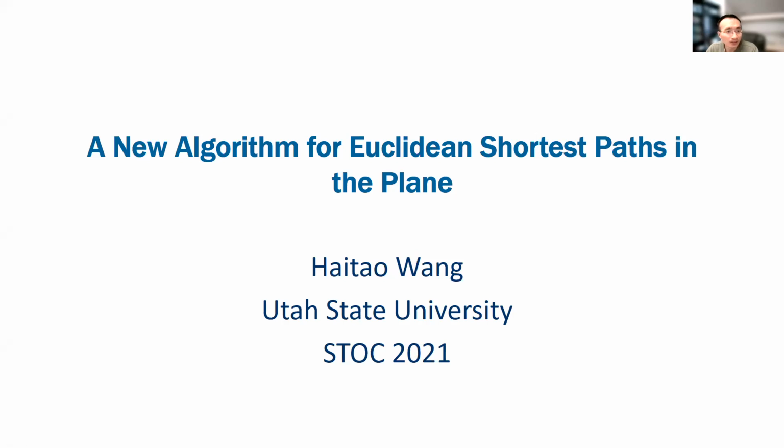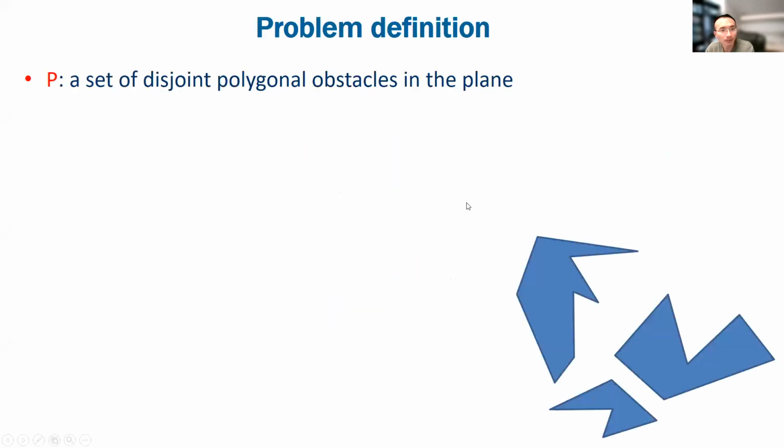Hi, so this talk is about the Euclidean shortest path in the plane. We start with the problem definition. We are given a set P of disjoint polygonal obstacles in the plane. N is the total number of all vertices. Here the yellow points are the vertices, and we have 3 obstacles.